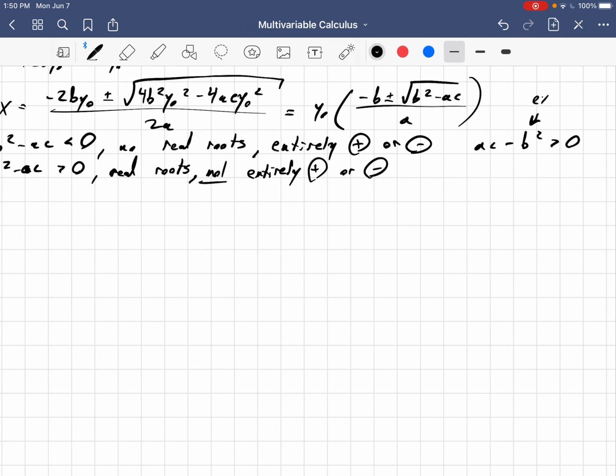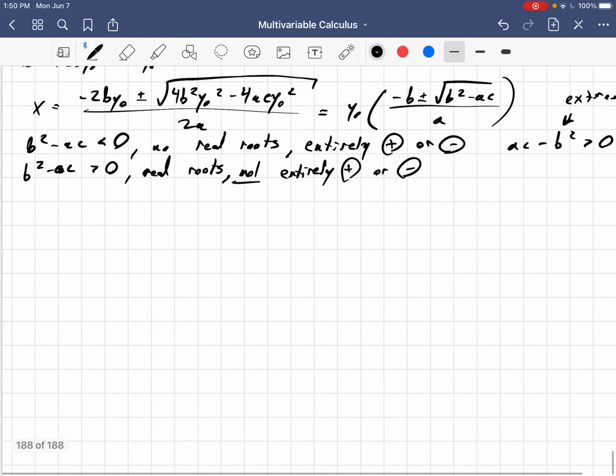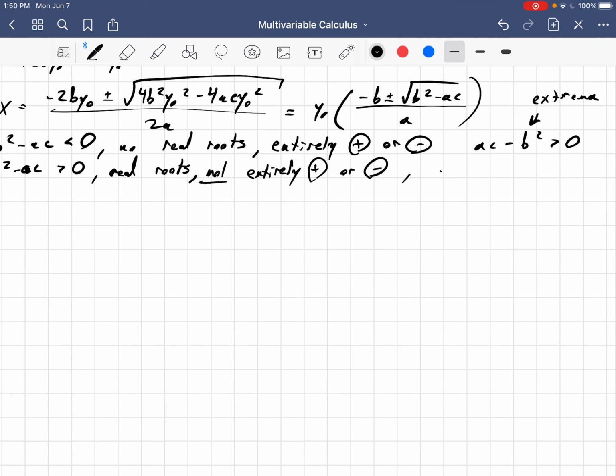So in the first case, we have an extrema. Oh, and then also, if b squared minus ac is positive, then ac minus b squared is negative. And in the second case, we would have a saddle point, no extrema.